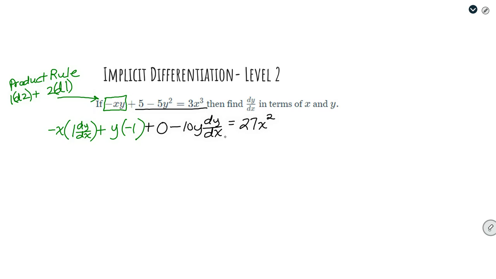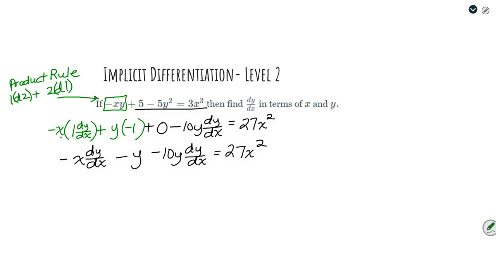Once you understand what the dx/dx is and that it ends up being 1, you don't really have to write it anymore. We just did it so that you'd understand why we have to write dy/dx and why we don't have to write dx/dx. All right, so let me simplify this. I get negative x dy/dx minus y minus 10y dy/dx equals 27x squared.